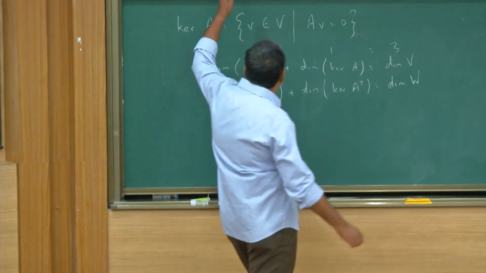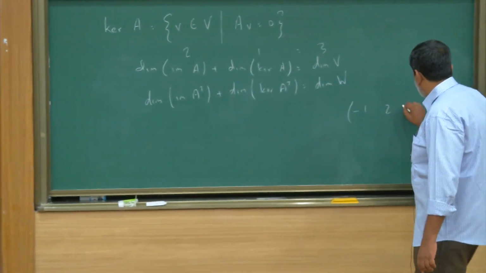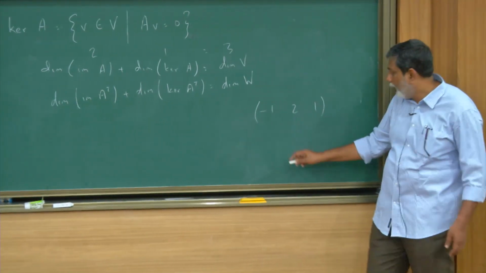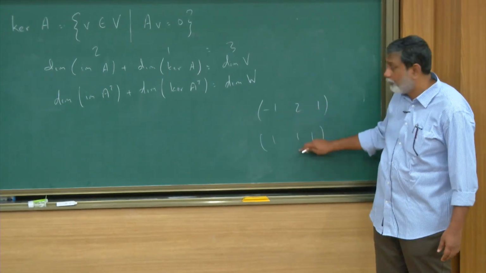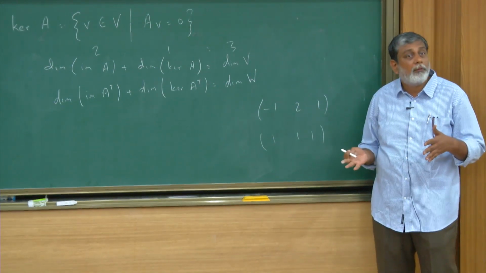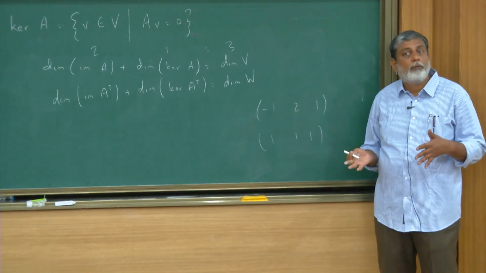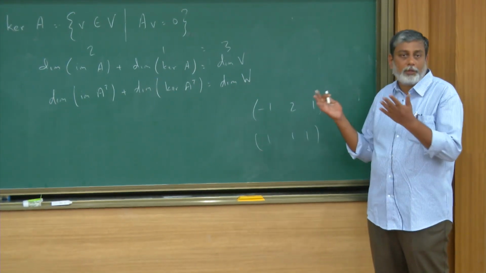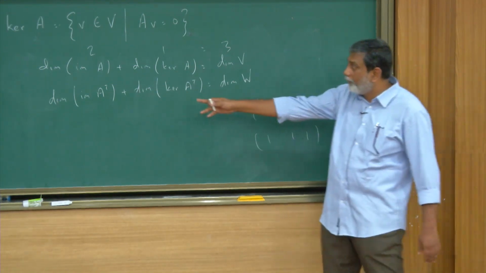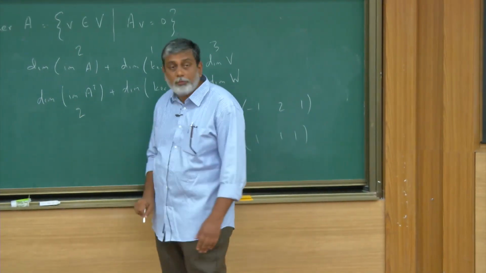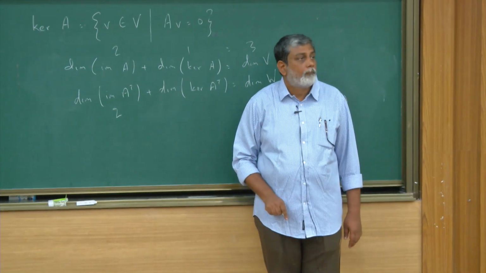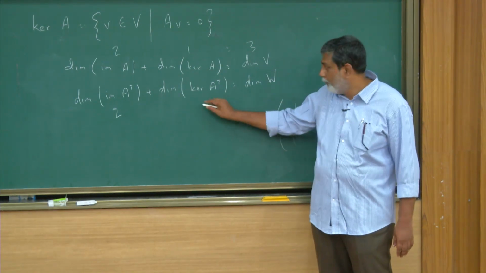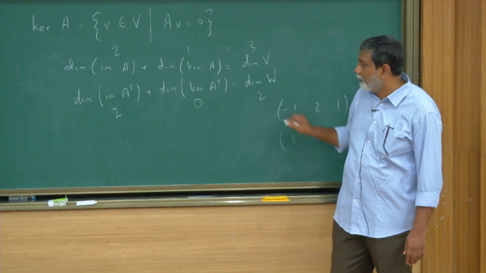Yeah, because if you look, this is one vector that you can reach. This is another vector you can reach, and these two vectors are linearly independent. And all linear combinations of these two vectors you can reach. So the dimension of image of A transpose is going to be 2. Dimension of kernel of A transpose is going to be 0 because dimension of W we know is 2.